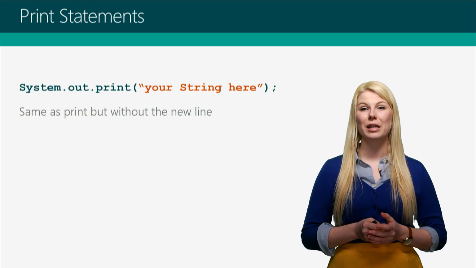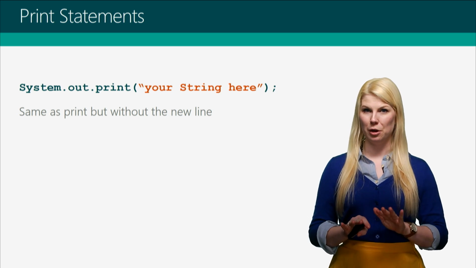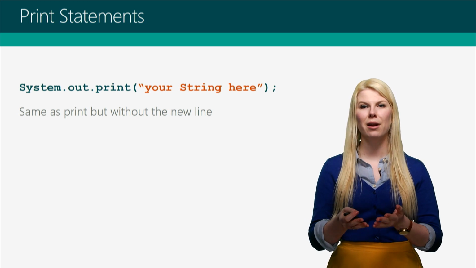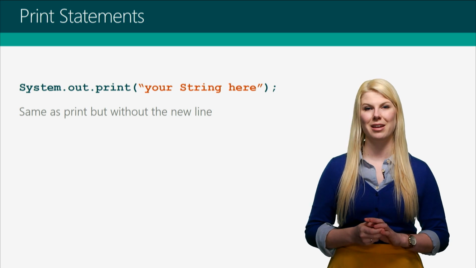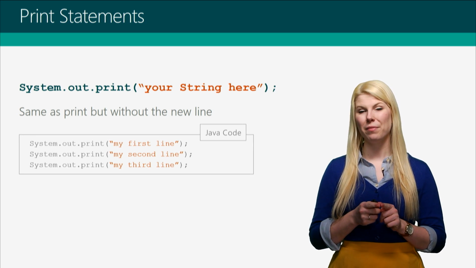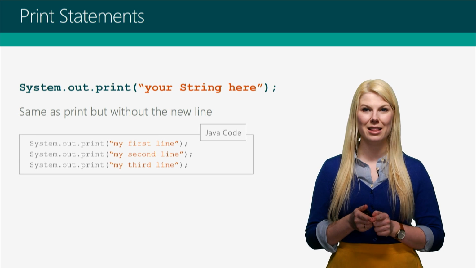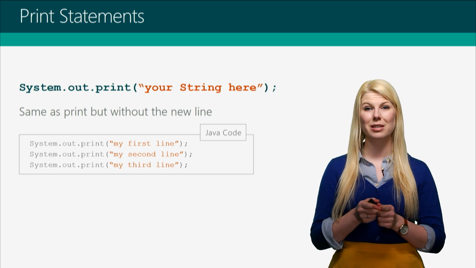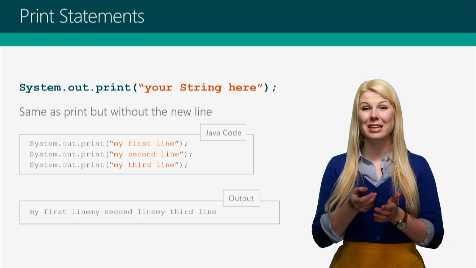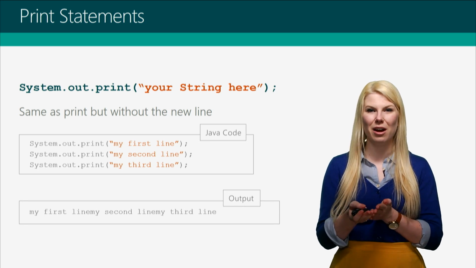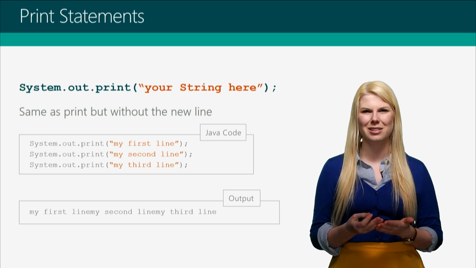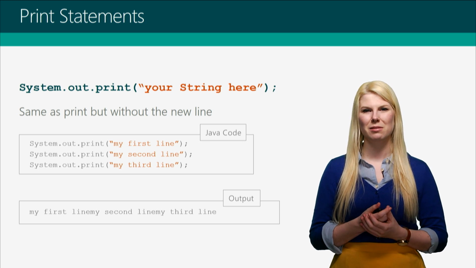There's also something called a print statement, no ln. This means, hey, just take my text and put it right on the console. Don't hit enter at the end. So if we take our code from before and we get rid of the ln at the end, so it's just system.out.print, we just get a single line of text. It's all kind of mushed together. It also doesn't look very nice because there's no space between the statements.